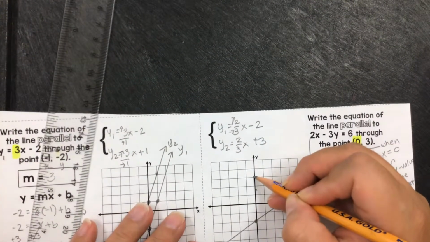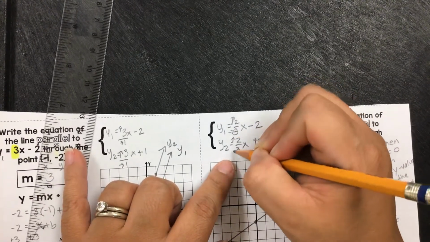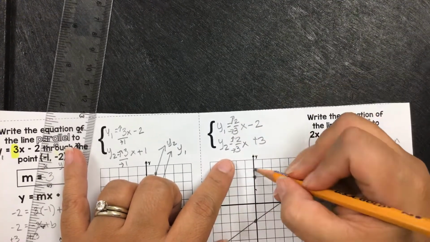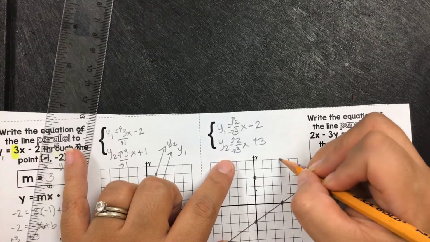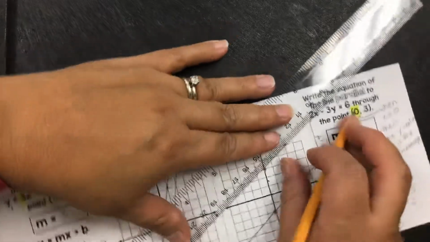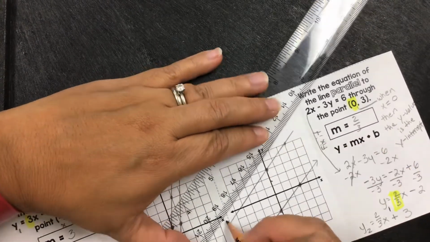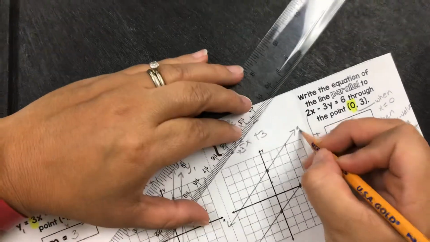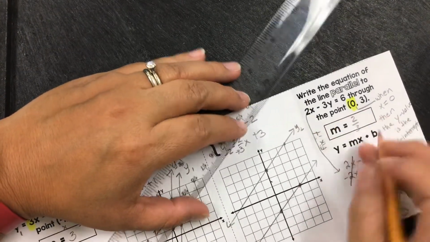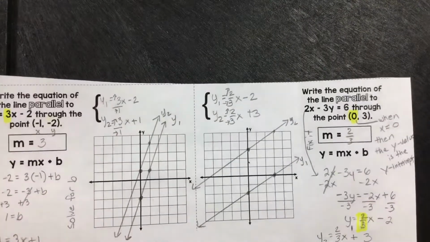1, 2, 3. That's where we start. And then we're going to go up 2 and to the right 3. 1, 2, 1, 2, 3. This was the second equation, y2, and this one was the first one, y1. Now, this is a review for parallel lines.